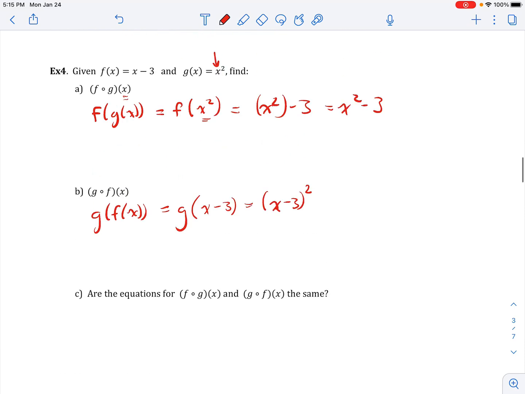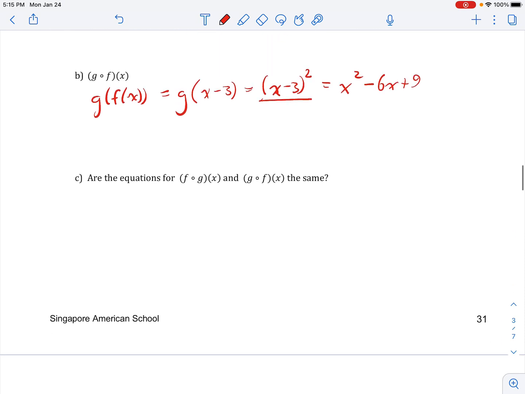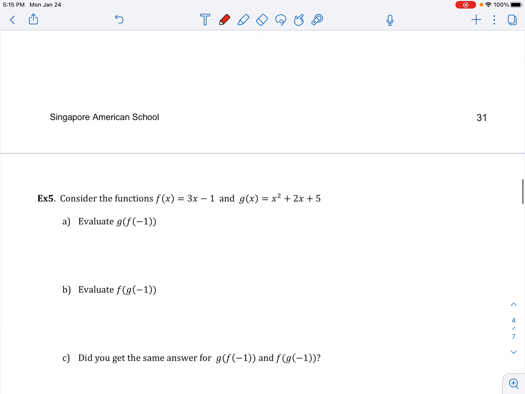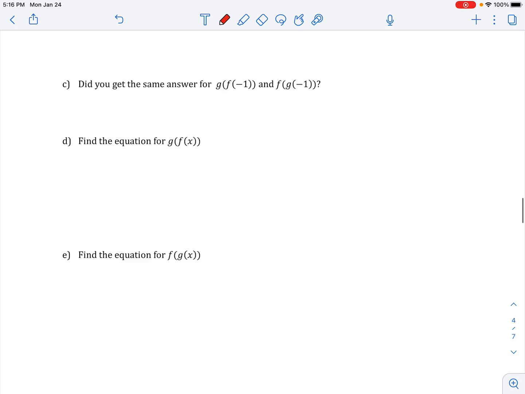Are the equations for these two things the same? No, because f of g of x is this, and g of f of x is this. If you weren't sure they weren't the same, okay, maybe there's a reason to expand them. Like, yeah, I know this is definitely not the same thing as the thing above it. So, no. And then example 5, is that it? Yeah, this is pretty short.